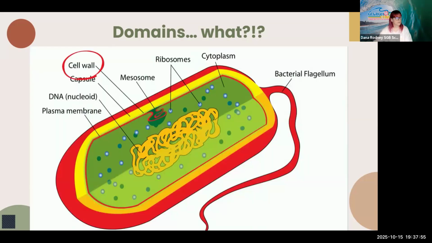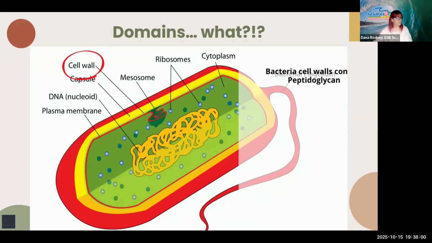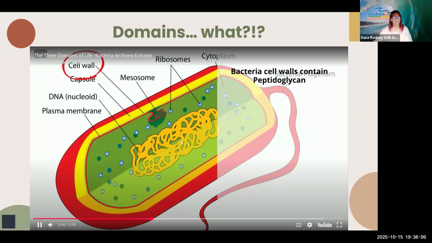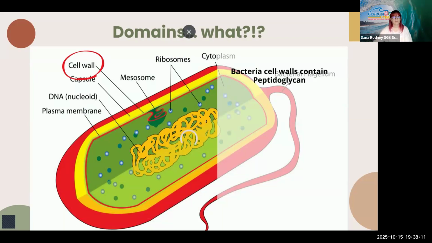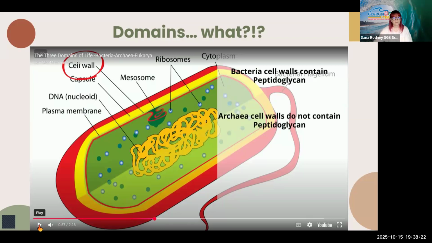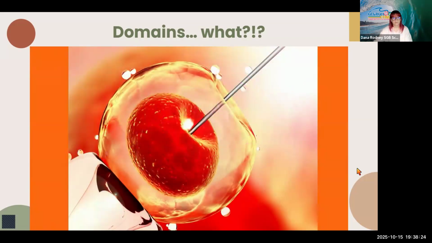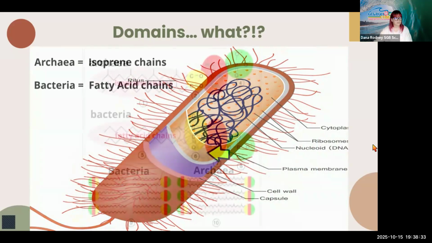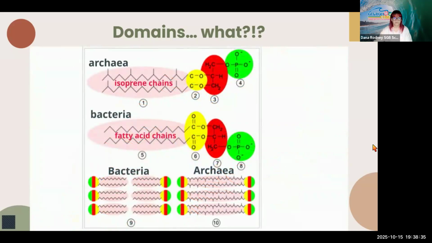First, the cell walls of bacteria and archaea are different. Bacteria have cell walls that contain peptidoglycan. Archaea cells do not contain this. Cells also have membranes that surround them and allow materials in and out and separate them from their environment. The plasma membrane of archaea uses isoprene chains instead of the fatty acid chain, which is found in bacteria.